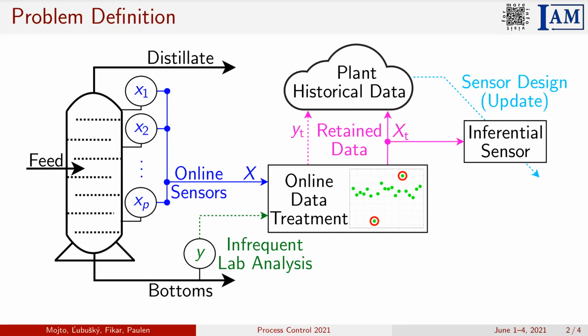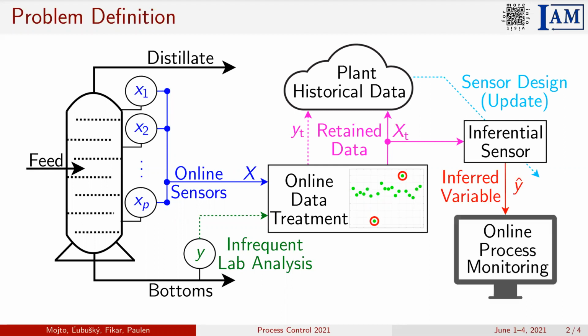With the historical data, it is possible to design or update an inferential or so-called soft sensor, which is then capable to infer the desired product composition from the measurements of the online sensors. And this inferred variable can be, for example, used to monitor the state of the process. In this research, we focus on the central part of this scheme where the online data treatment takes place.